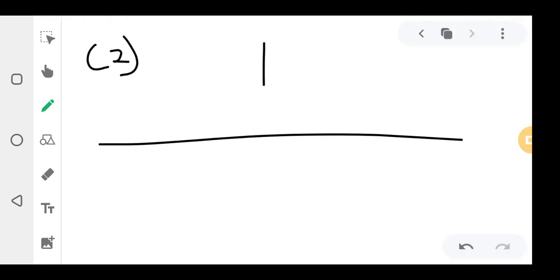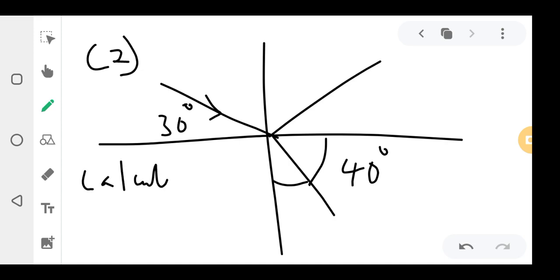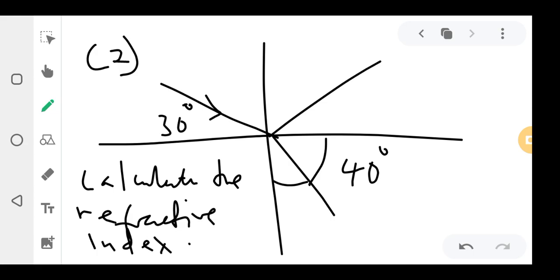Let's go to question 2. There were things like that. This is 30 degrees. This is 40 degrees. Calculate the refractive index.